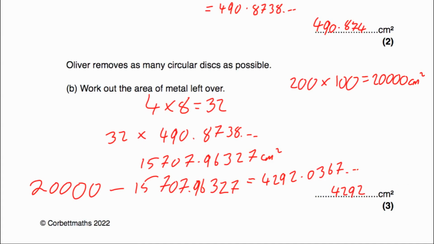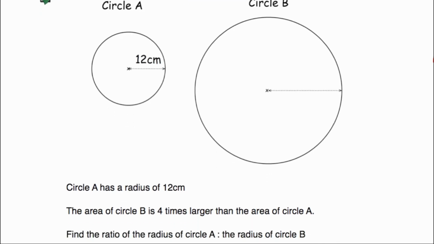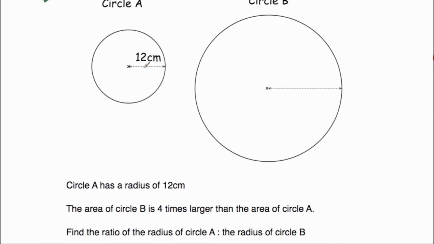Okay, let's have a look at our next question. So let's have a look at question number 19. And question number 19 is our penultimate question. And we've got circle A, which has a radius of 12 centimeters, and we've got a bigger circle, circle B, and we don't know the radius of that circle. And we're told circle A has a radius of 12 centimeters.